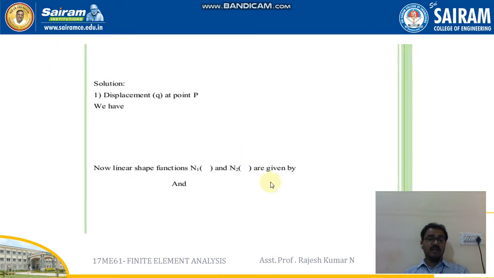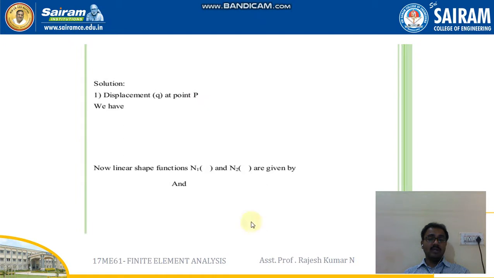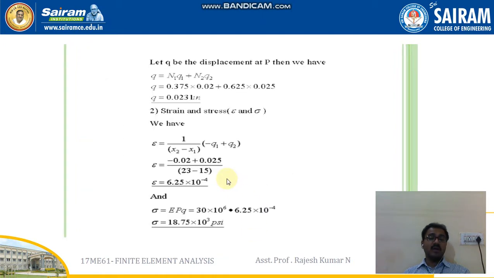At this particular point only we need to find the shape function. So for the linear shape function, what is the equation? We know that for any particular point P, the displacement Q can be defined as Q equals N1 Q1 plus N2 Q2. Luckily in this problem Q1 and Q2 values are given, and N1 and N2 we need to find using the formula. We know the linear shape function equation for the 1D element. That particular equation we need to use to find N1 and N2. The values calculated are 0.375 and 0.625. Q1 and Q2 are given in the question itself, which I will substitute. Then I will find the displacement at point P. It's very simple.